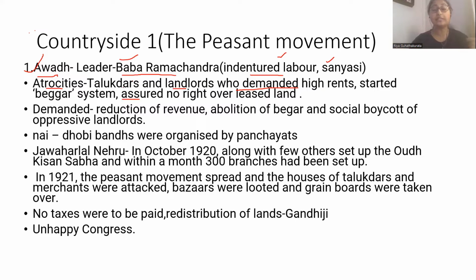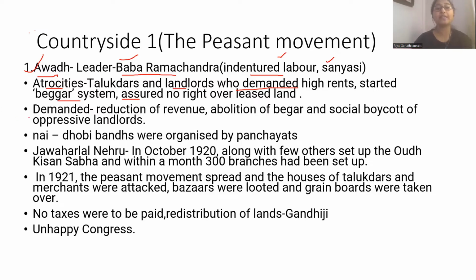Not only that, these talukdars and landlords also started the begar system. What is the begar system? It means you have to contribute work without any payment. The peasants had to work a lot without any payment. The talukdars and landlords also ensured that the peasants should not claim any right over their leased land. Some peasants had taken a certain land from the landowners for a certain period of time, say 5 to 6 years, where they were working. The talukdars and landlords started evicting those peasants so that they could not assert their right over the leased land. So these were the atrocities faced by the peasants of Awadh.